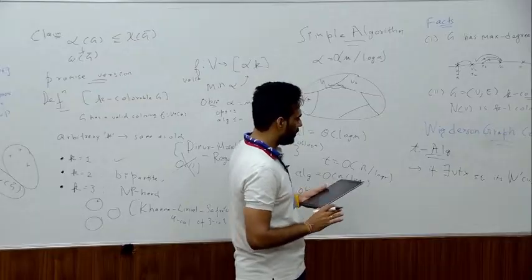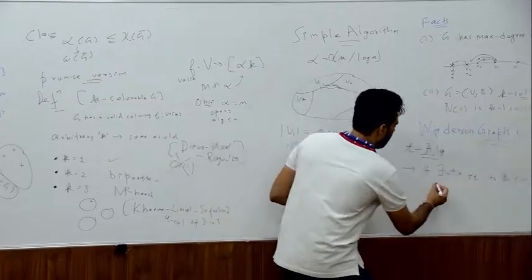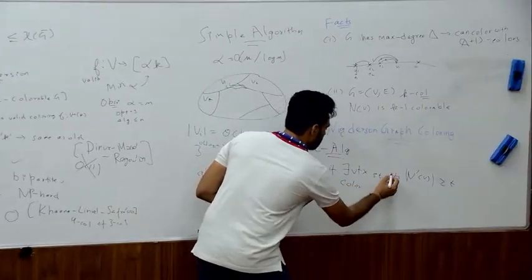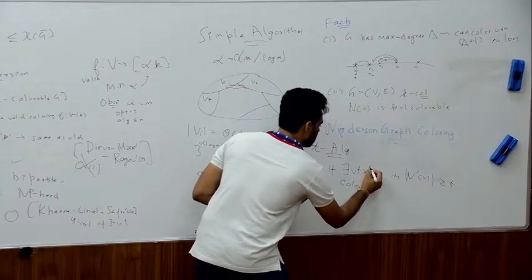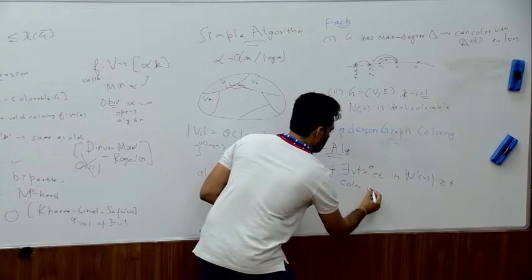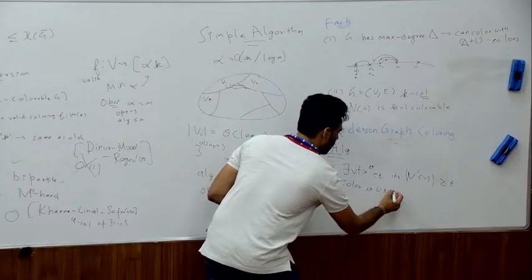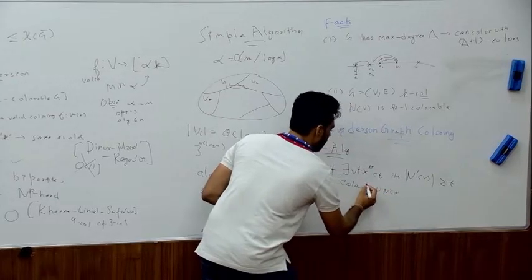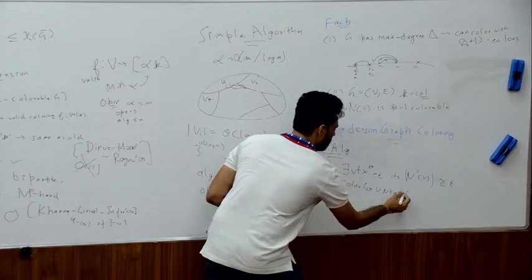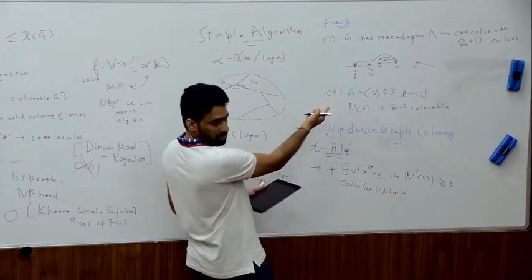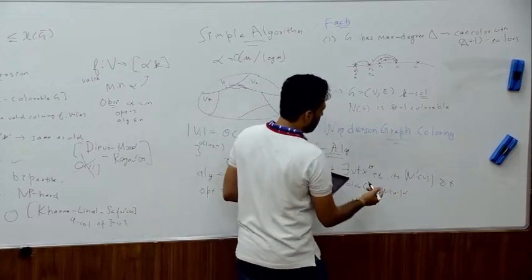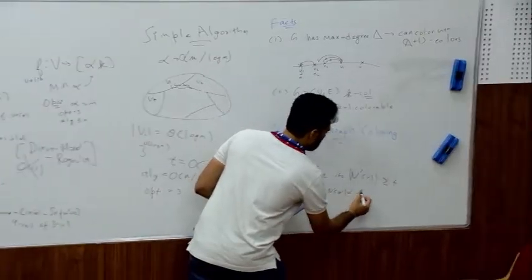Then I will do the following. I will color the vertex v union the uncolored neighborhood, I will color this graph using step 2, and I can color it with t minus 1 colors, right?